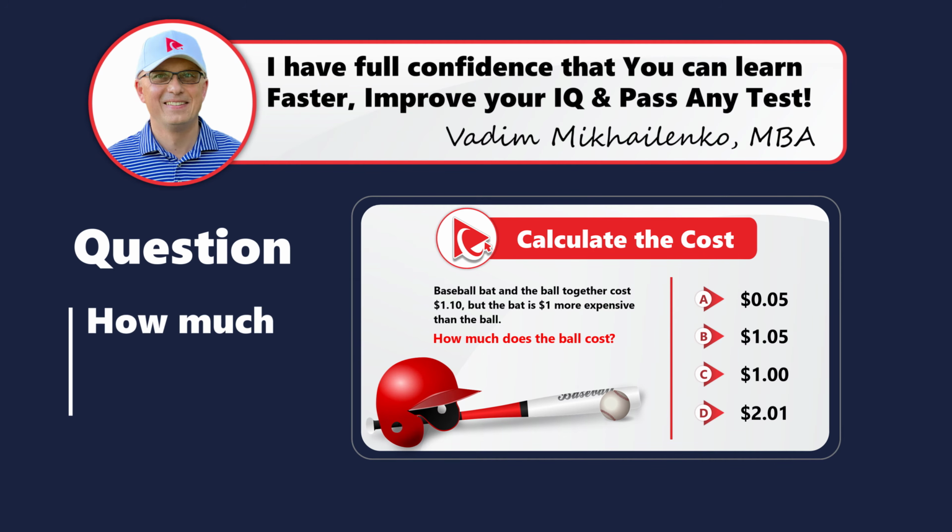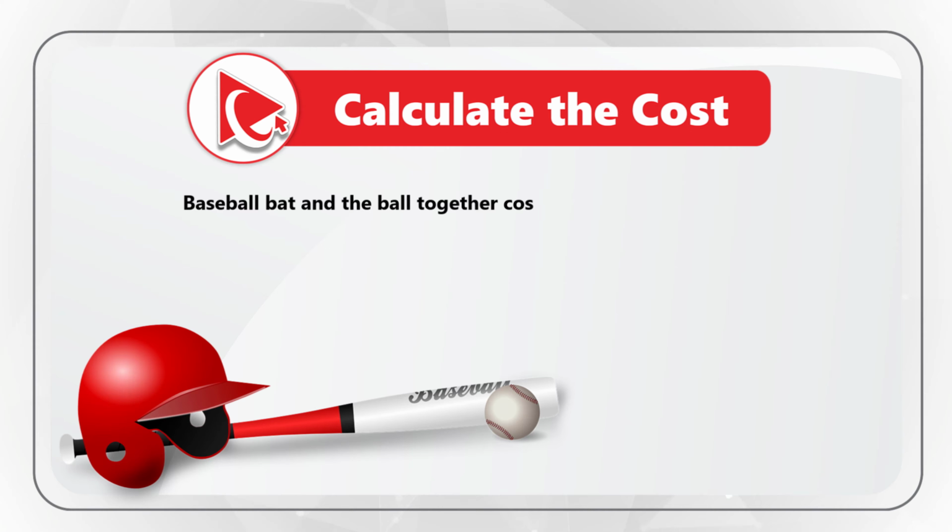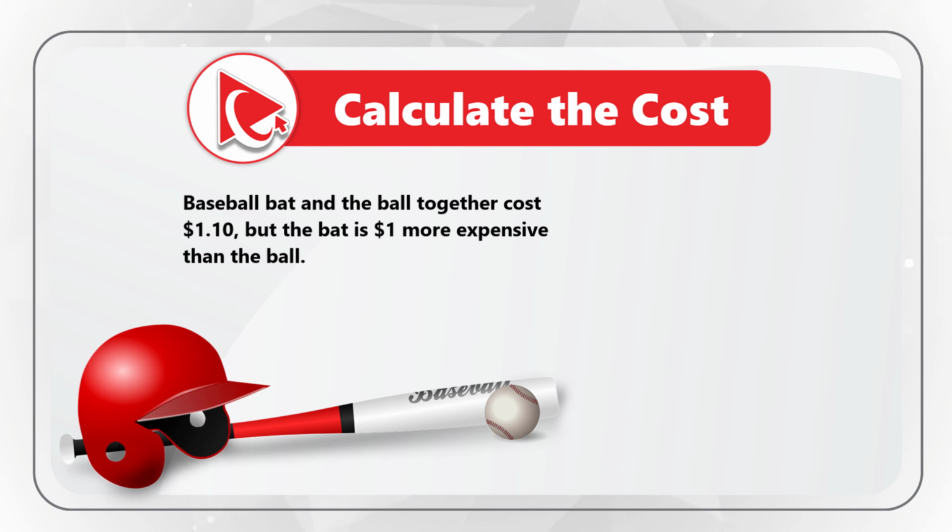This is one of my favorite questions because it tests a variety of different skills on the test. Baseball bat and the ball together cost $1.10. But the bat is $1 more expensive than the ball. How much does the ball cost?